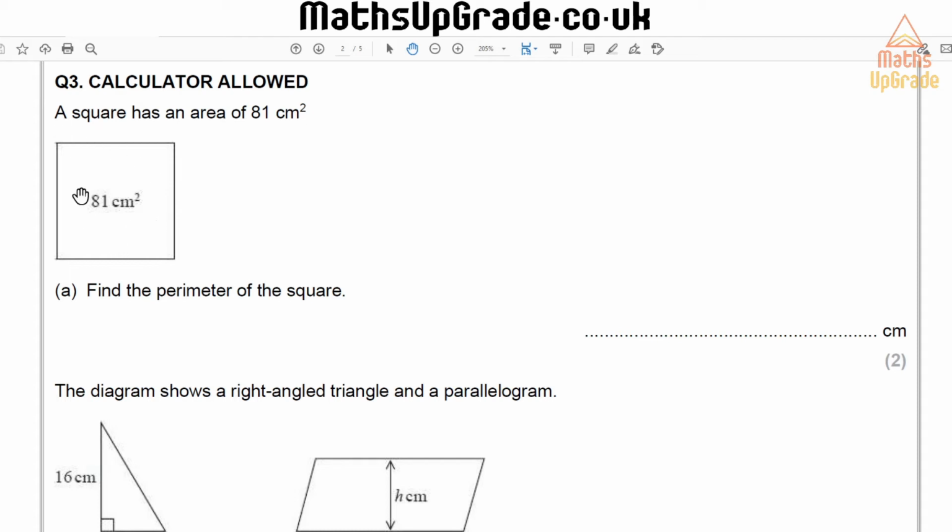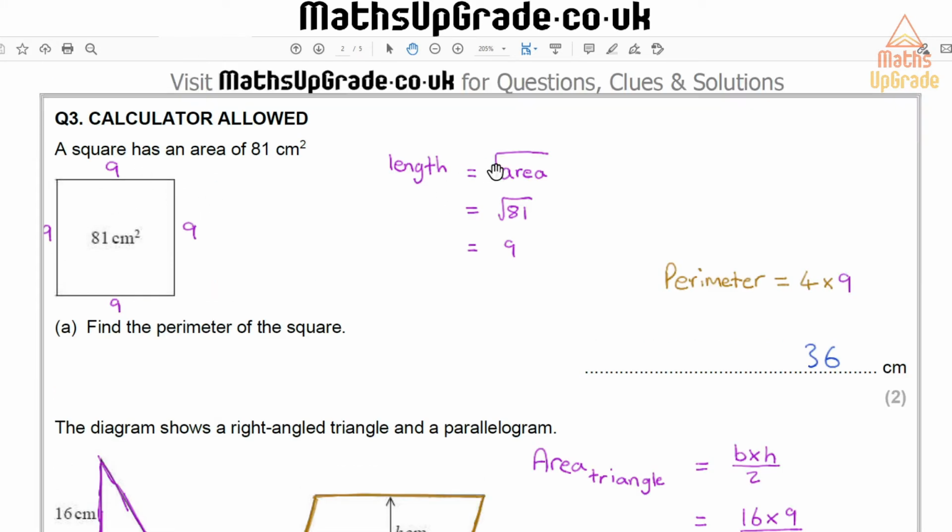Okay, so now to find the length of the side, I do the inverse of squaring. So I square root the area to get the length of one side of the square. The square root of 81 is 9. So square root the area, I get 9.